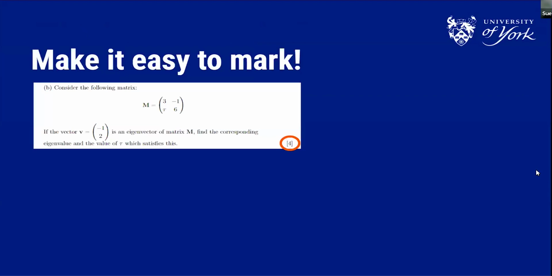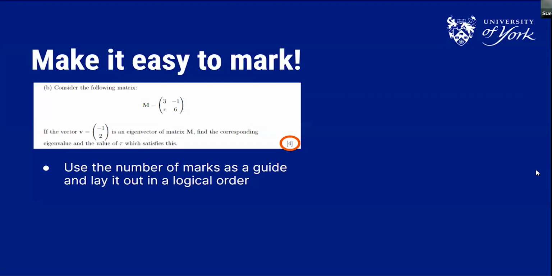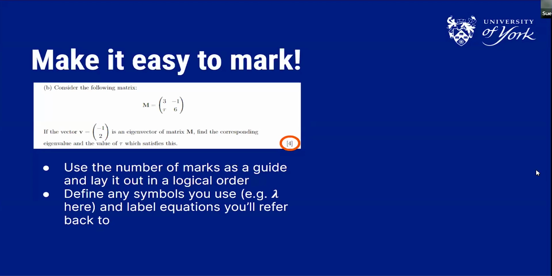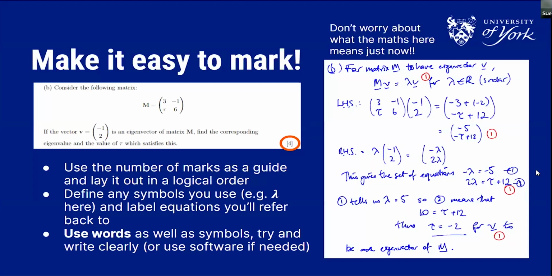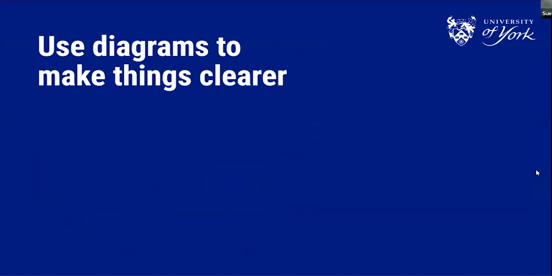Don't worry about the question or the maths here. It's just an example of a 4-mark question and how it would be laid out. So lay it out in a logical order. Define any symbols, and exam markers are looking to give you the maximum marks, so make sure that you make it easy to mark. Define any symbols or equations or formulas that you use, and remember to use words as well as symbols and write clearly. As you see in this example here, again, don't worry about the maths. You can see there's 4 clearly laid out lines of maths written there answering the question that's given.